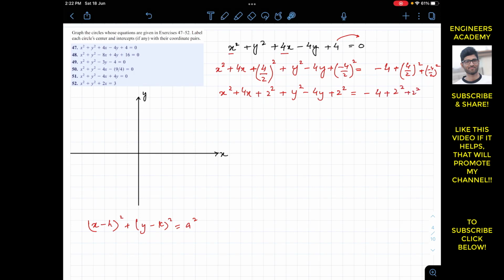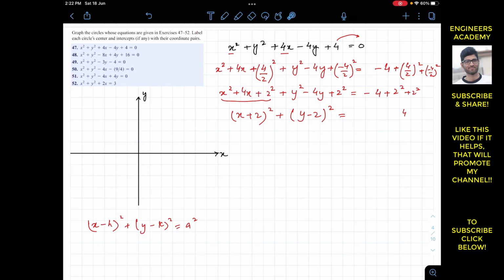Now, since the squares are completed, we can write x plus 2 square, and for y, with minus the coefficient, it will be y minus 2, so y minus 2 square. On the right side we have minus 4 plus 4 plus 4, since 2 square is 4 and 2 square is 4. The minus 4 and plus 4 cancel to 0, so we are left with plus 4. So now this is the equation.